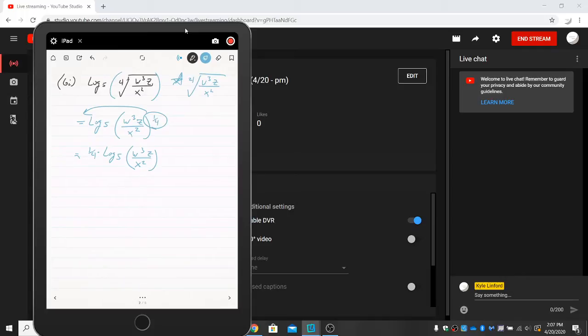Oh, but wait. It's trapped in a fraction still, right? I can't move and separate the y, the z, and the x's because they're trapped in a fraction. So I better split that fraction up. We have 1/4 times, log base 5 of the numerator, w cubed z, minus log base 5 of the denominator, x squared. So I've separated the fraction by the log of the numerator minus the log of the denominator. This is the same thing as these two expressions combined. Okay? Same exact thing here.